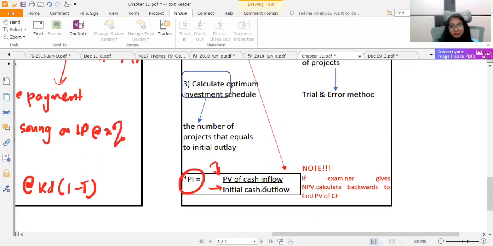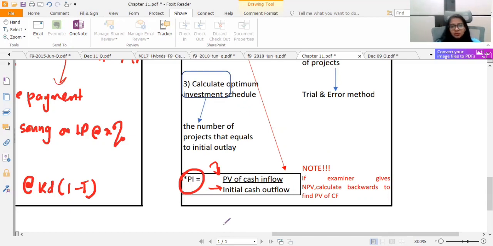It means the amount of money that you spend for the project, as opposed to the amount that you earn, right? So you are actually calculating the profitability of the project as opposed to the amount that you invested. So the higher the PI, the better, because the higher the PI means the more profitable your project is, right?